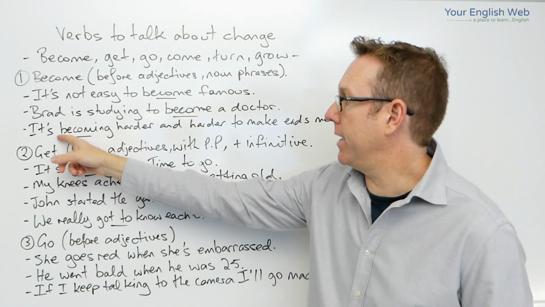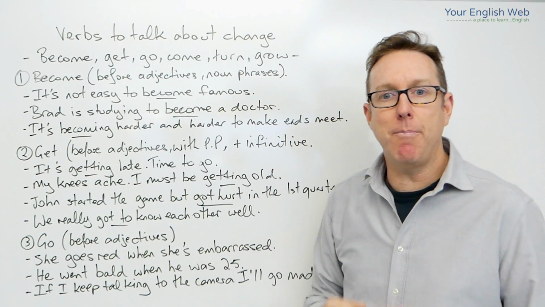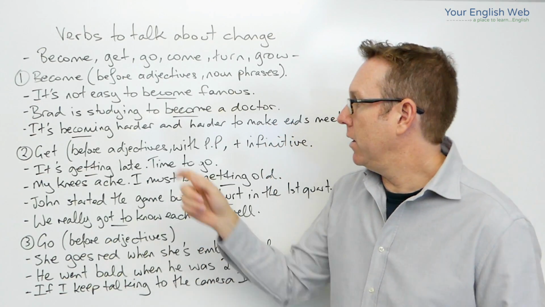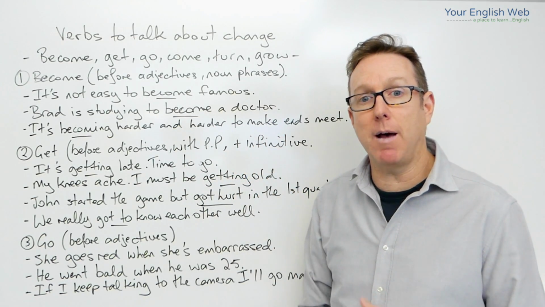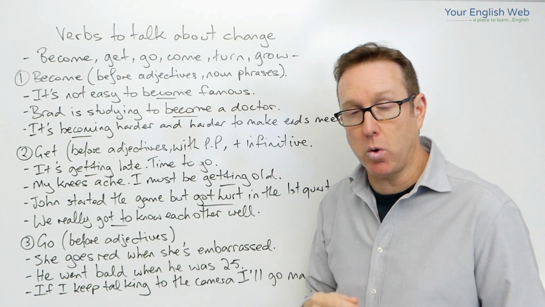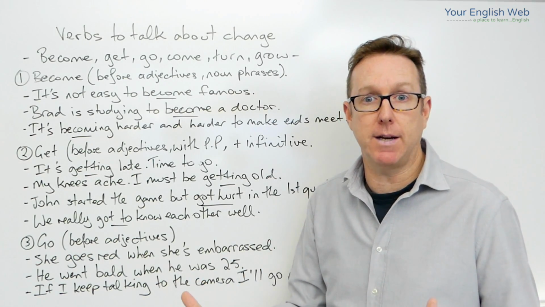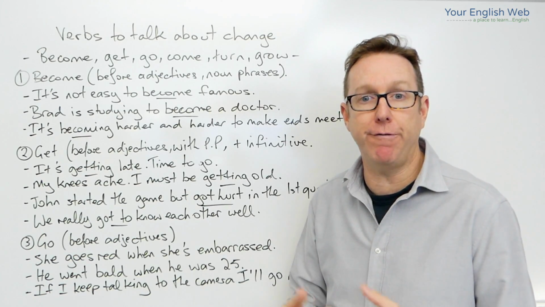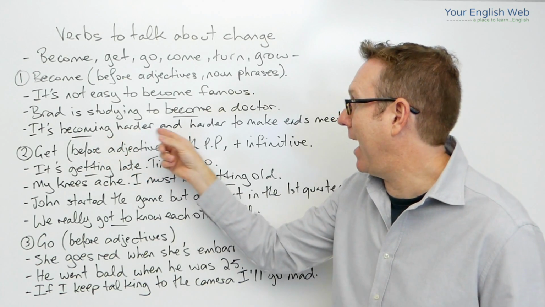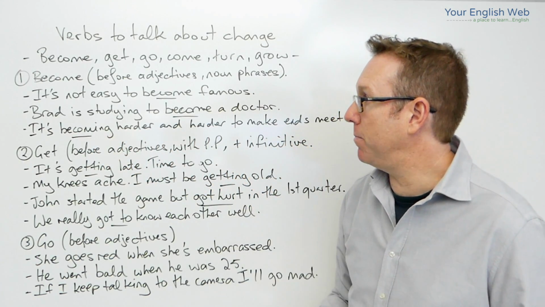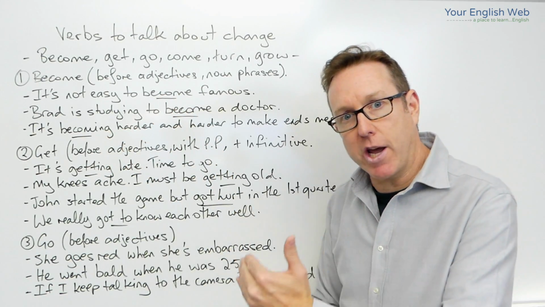Third example, it's becoming harder and harder to make ends meet. Becoming harder and harder. So if it becomes harder and harder to make ends meet, it becomes more and more difficult to afford to live, basically, okay? To make ends meet, to afford to live. It's becoming more and more expensive. So it's becoming harder and harder to make ends meet, okay? So become, used here to show that change.